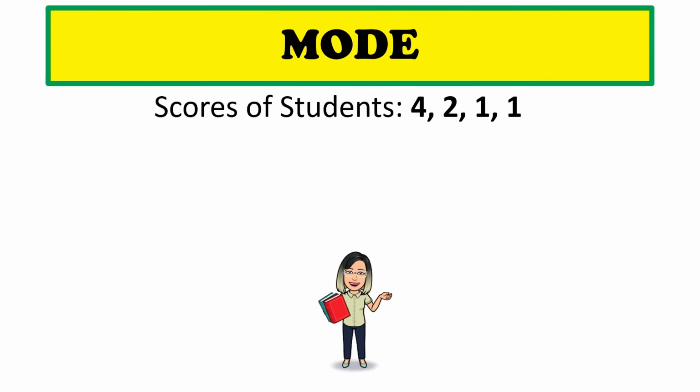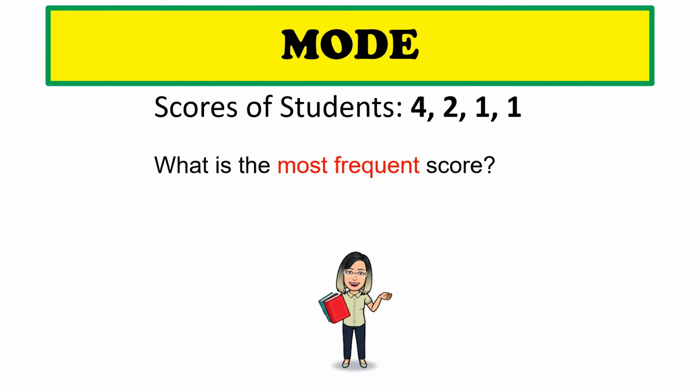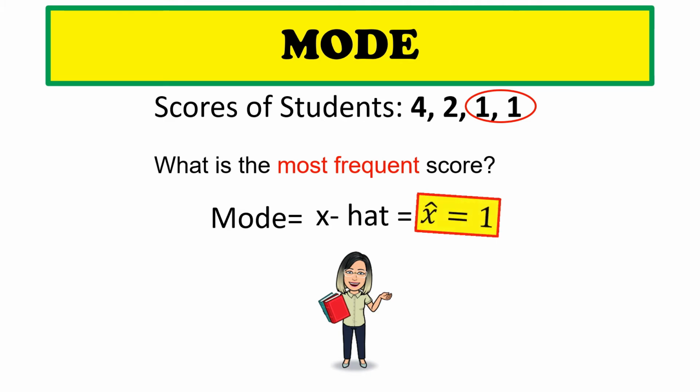To find the mode, scores of students 4, 2, 1, 1. What is the most frequent score? So we have the mode, which is represented as x hat, is equal to 1.